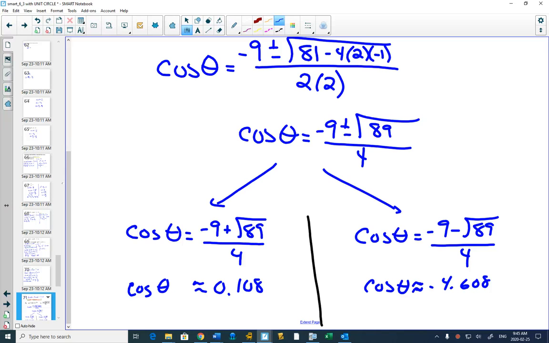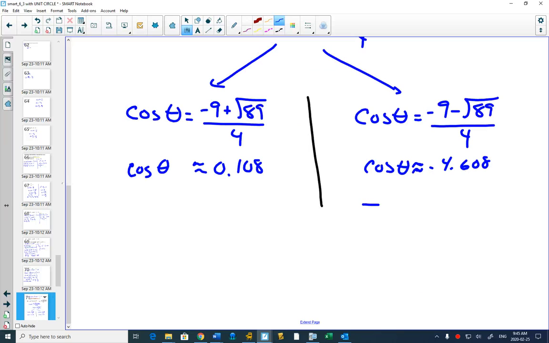Now we can solve for theta. One of these we can do right away. Which one? I'll give you a hint. This one's not possible. That one's not possible because it's negative 4. You would have to have your hypotenuse be 1 and your adjacent side be 4. It's not possible.